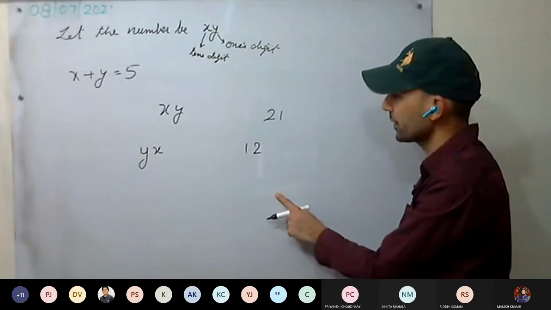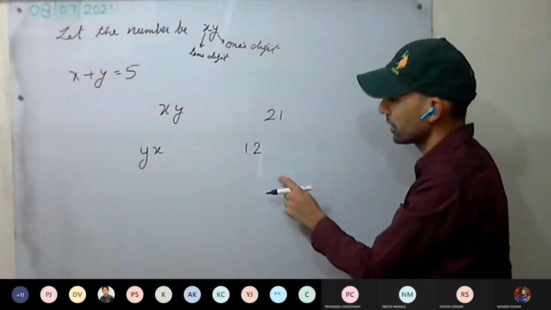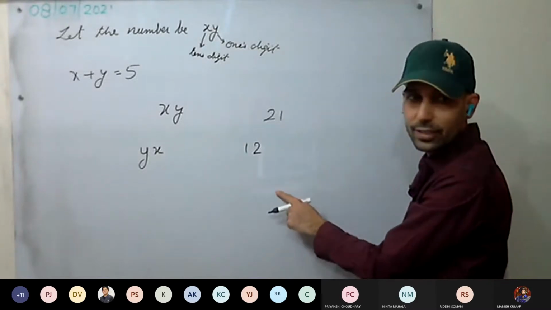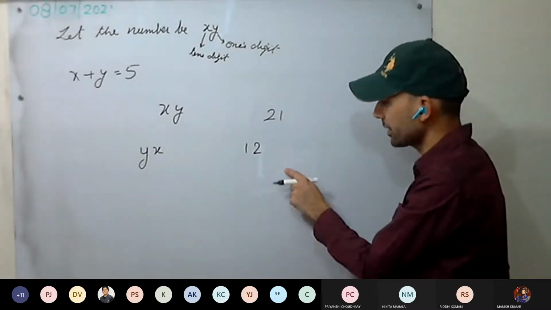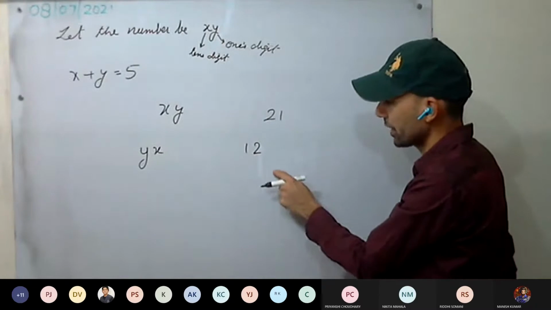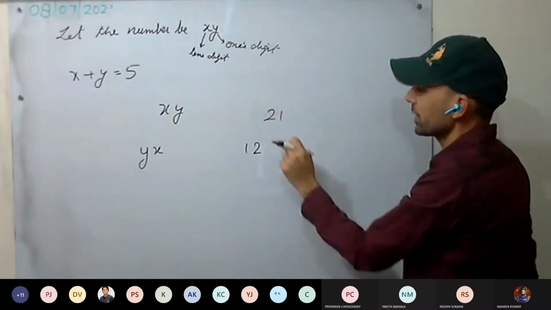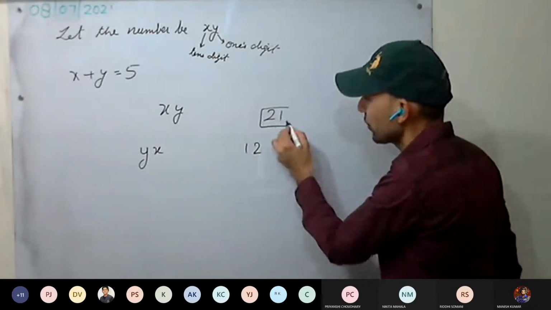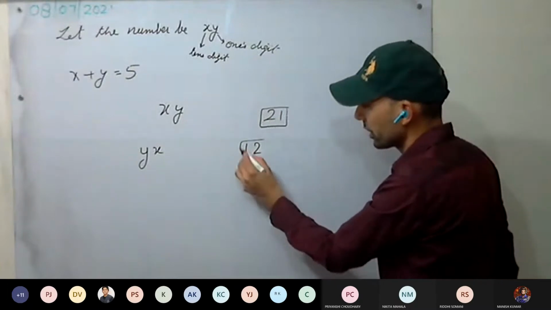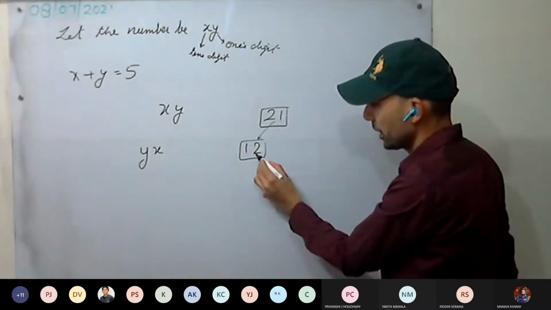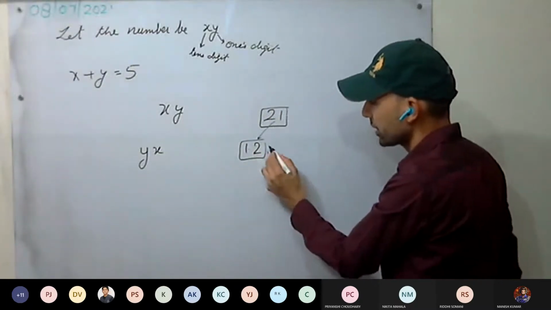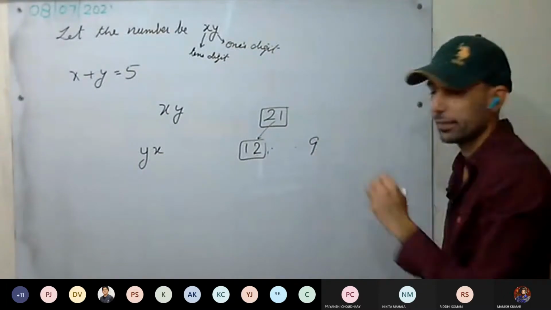How much has it decreased? From 21 to 12, it has decreased by 9. You can see 21 minus 12 is 9. So the question is like this: if the digits of a number are reversed, then after reversing we get this number, and the number has decreased by 9.